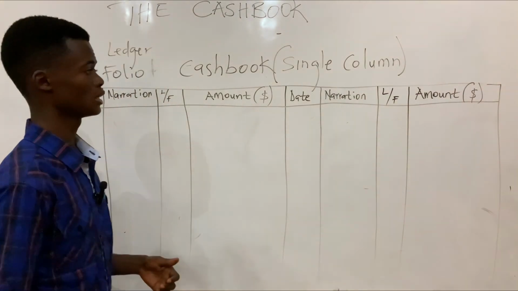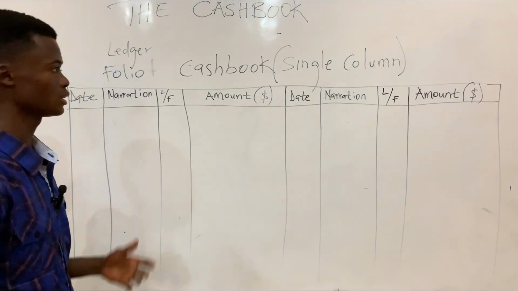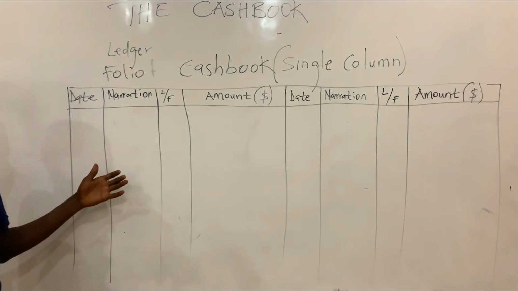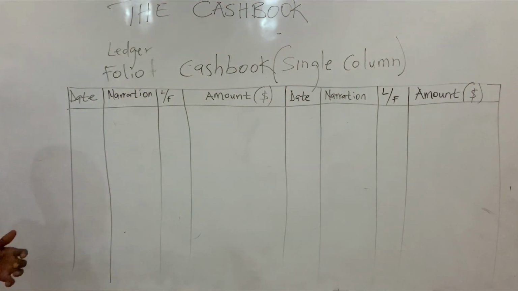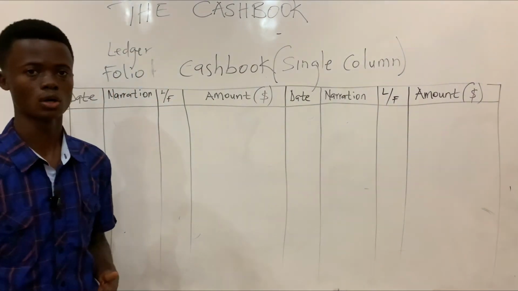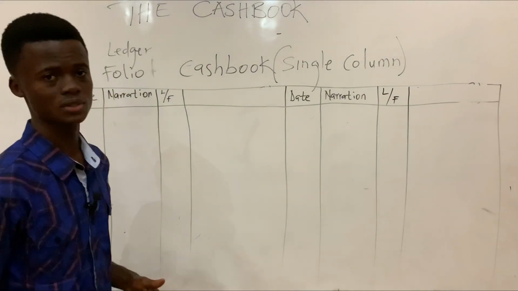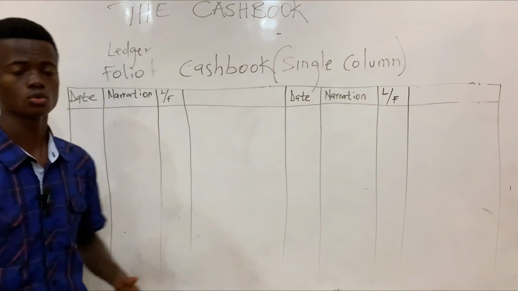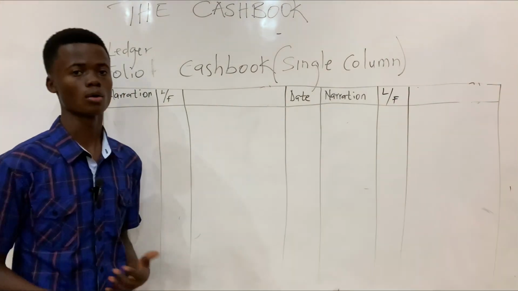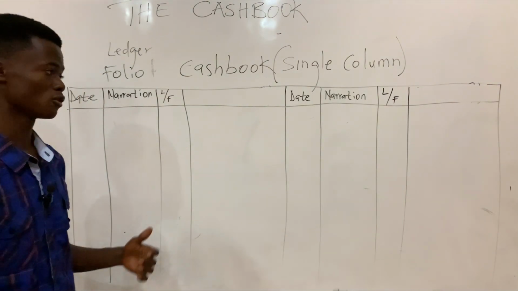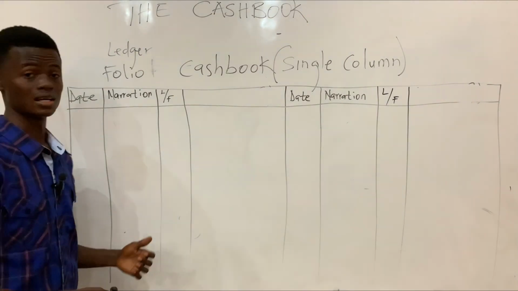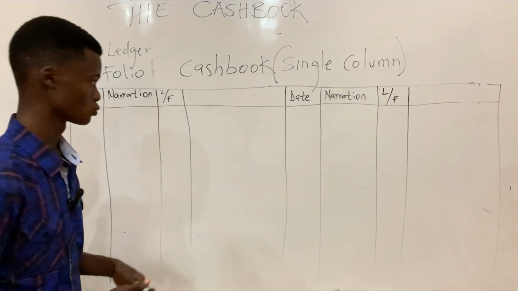So the same applies to the credit or the payment side of the single column cash book. So this is the format of a single column cash book. Okay, now let's look at the double or the 2-column cash book. As we said, the double or the 2-column cash book has the same features as the single or the 1-column cash book with the exception of the amount column. So under the double or 2-column cash book, it has 2 separate columns for amount.